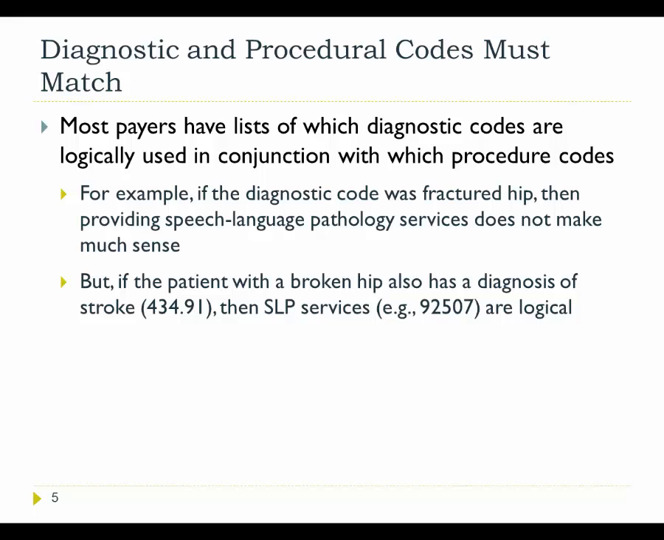The combination of a diagnostic code, or ICD-9-CM code, with a procedural code, or CPT code, must be logical. Most payers have lists of which diagnostic codes make sense with which procedure codes. For example, if the diagnostic code was fractured hip, providing speech-language pathology services doesn't make much sense. But if the patient with a broken hip also has a diagnosis of stroke, or 434.91, then SLP services, such as CPT code 92507, are logical.